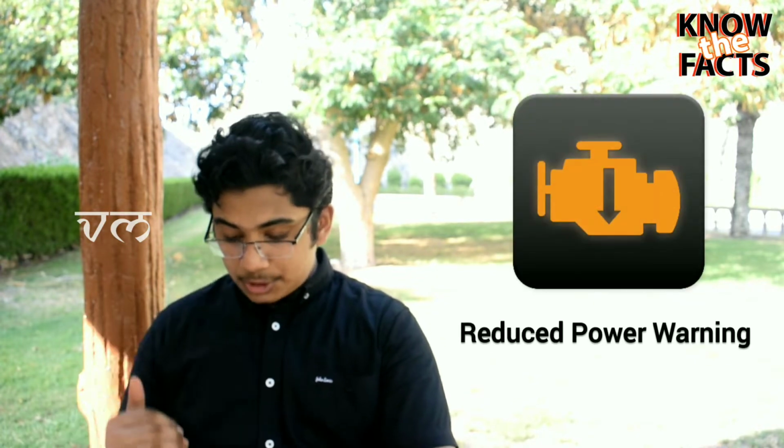Next one, the reduced power warning. The indicator light means that the engine computer has limited engine power output. That is, the vehicle cannot output what it should be.